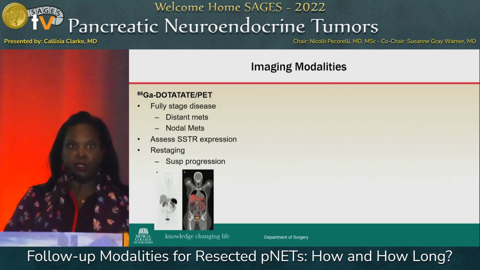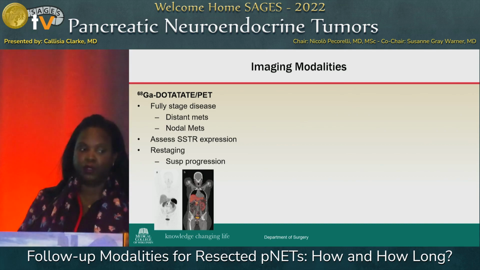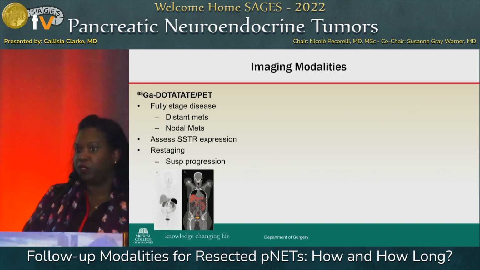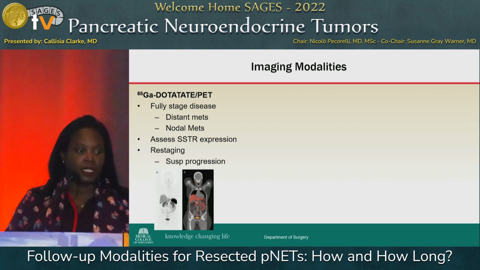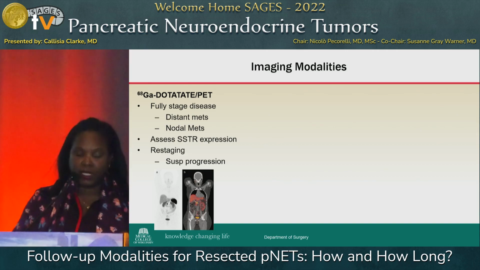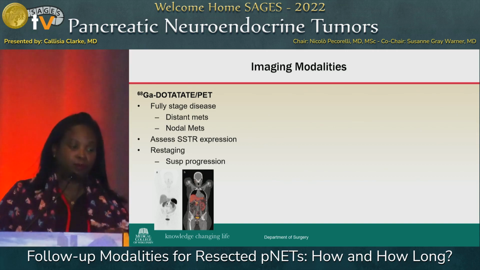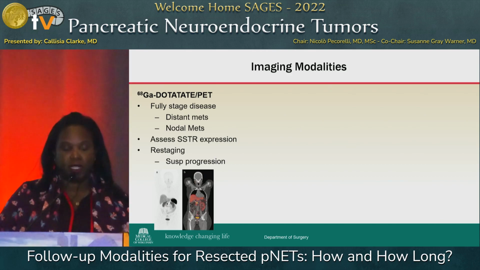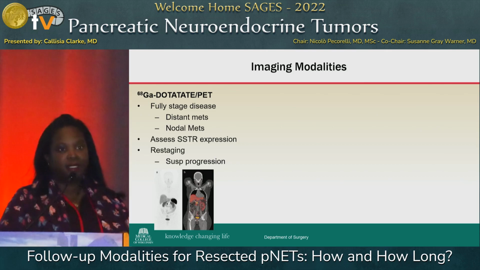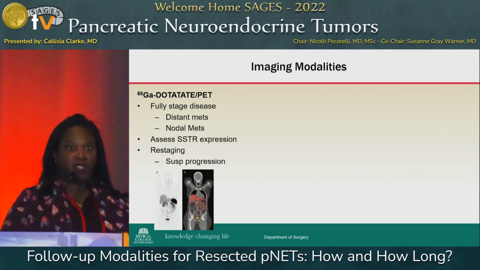So I thought that we'd start by doing a brief overview of the imaging modalities that we currently utilize for cross-sectional imaging of pancreatic neuroendocrine tumors. Somatostatin receptor PET DOTATATE scans are most commonly used here in the United States. We use gallium DOTATATE PETs. We typically use these to fully stage people with disease at the time of diagnosis.